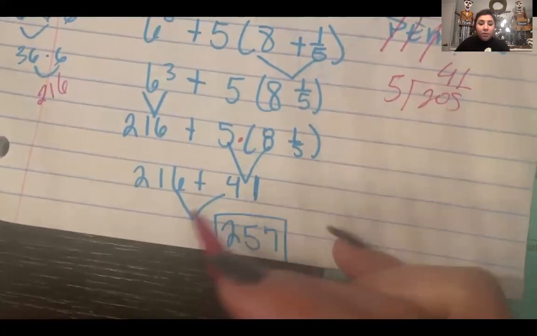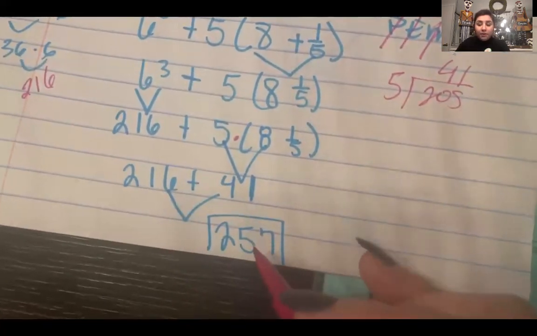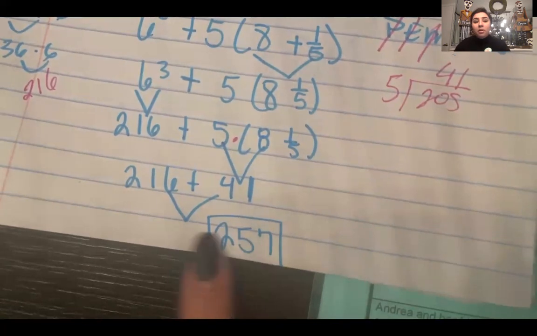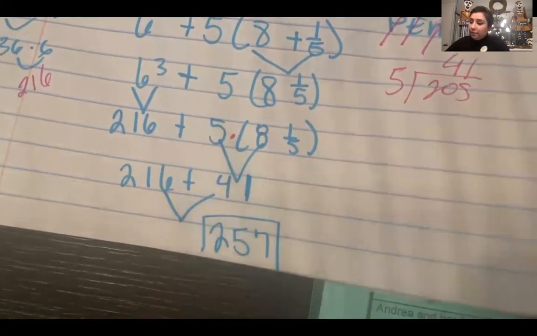Okay, so 41 plus 216 is 257. See, that was a little bit challenging. So since it was, I took a few boxes off on Thursdays. And I know, with some more practice, you'll absolutely feel more confident in exponents. Let me switch to this.